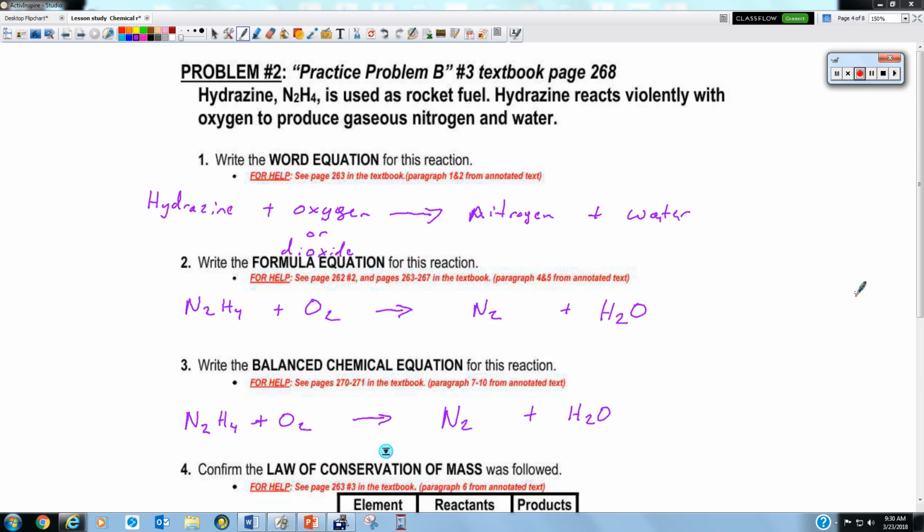You put water. Or the other thing that you could put is dihydrogen monoxide, something like that. All right, so looking at this, for the word equation, you should have hydrazine plus oxygen, or you could have put hydrazine plus dioxide, if you know already, yields nitrogen plus water. And then for nitrogen, you could also put dinitrogen.